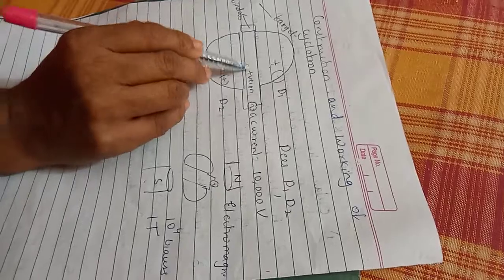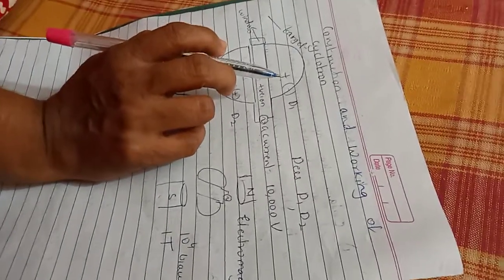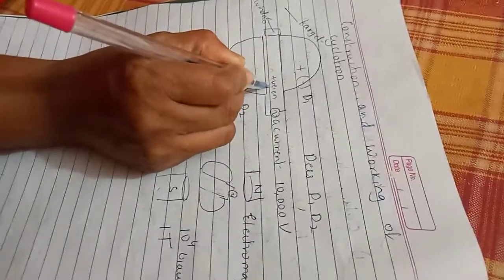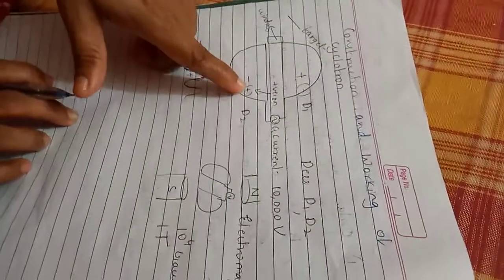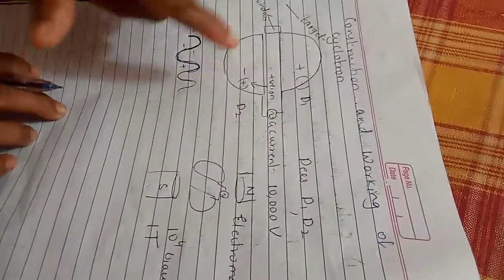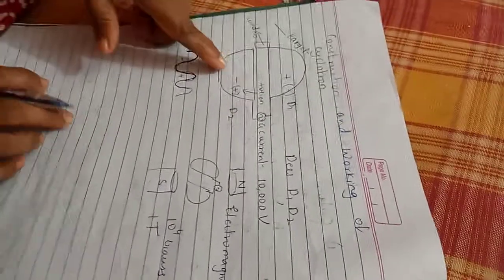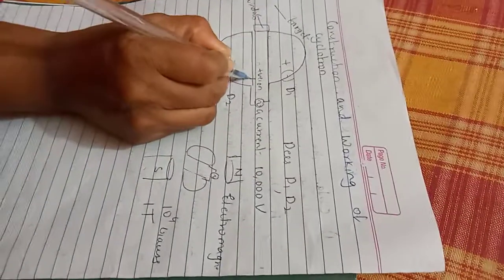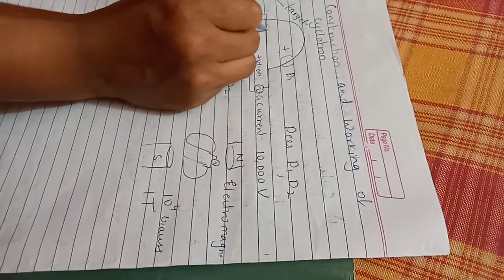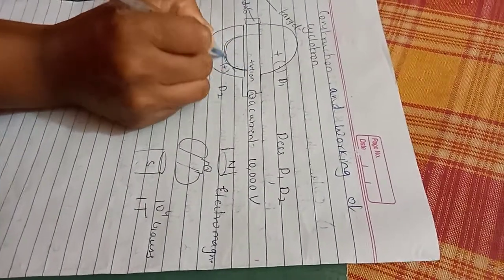Positive charges are introduced in the gap between the two Ds. These positive charges, being positively charged, get attracted towards the negative D. Consider, let us say, D2 is negative. The positive charges are pulled towards D2. Because of this magnetic field here, the positive charges trace a semicircular path.